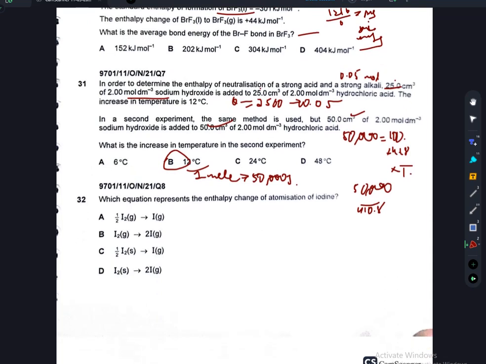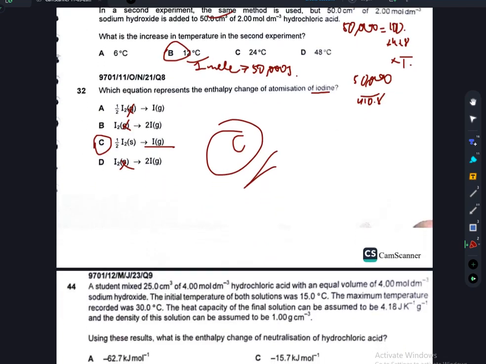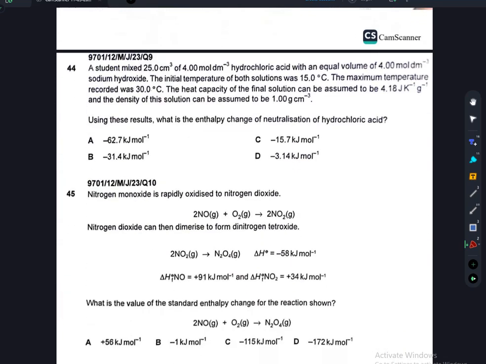Which equation represents the enthalpy change of atomization of iodine? So the definition is, it is the enthalpy change when 1 mole of gaseous atoms is formed from its reactant molecules in their normal physical state. Iodine exists as solid at room temperature, and I had told you 1 mole of gaseous atoms is formed, so C is your right answer. Do revise your definitions if you are doing this topical. Otherwise, this would not yield you a good benefit, definitely.